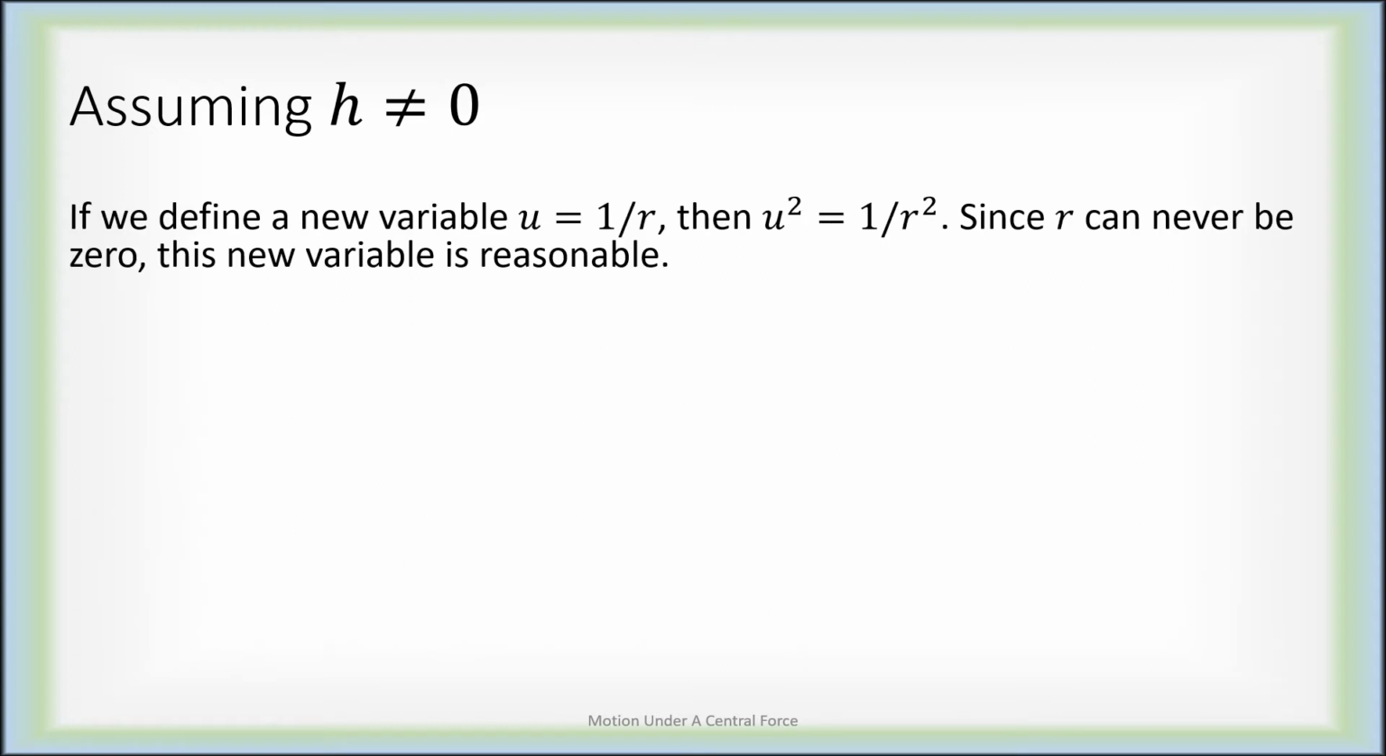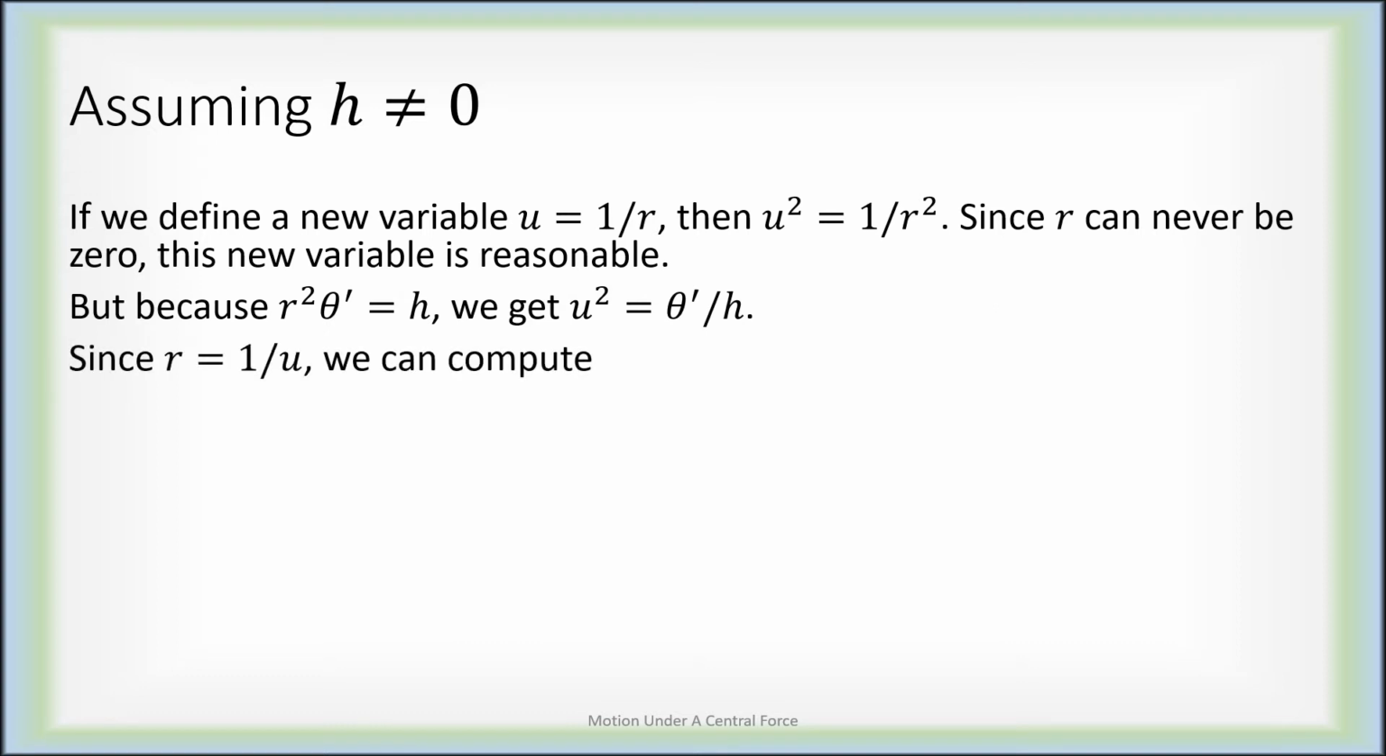Now, since h isn't 0, we concluded that r can never be 0. So we're going to define a new variable u to be 1 over r. Since r isn't 0, this is okay. I can define u to be 1 over r, in which case u squared is 1 over r squared. But remember that r squared theta prime was the constant h. Since u squared is 1 over r squared, I can manipulate this to get u squared is theta prime over the constant h. r is 1 over u. If u is 1 over r, then r is 1 over u.